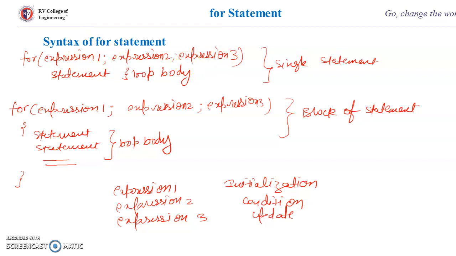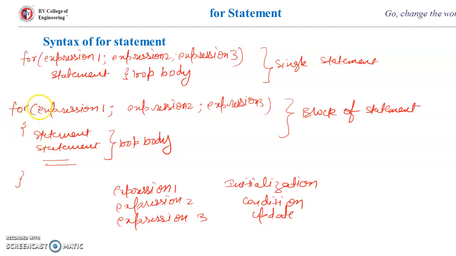When we have a single statement in the loop body, we write it directly, so we need not write the opening and closing curly braces. And when we have a block of statements to be executed in the loop body, then we must enclose them within curly braces.